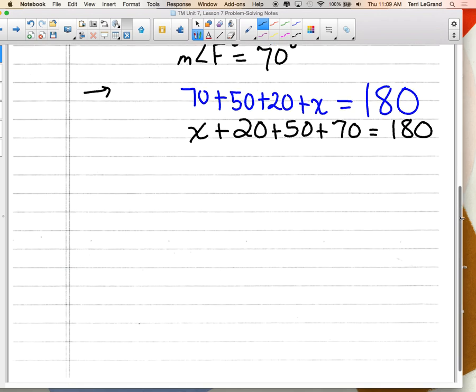It should just be a positive. Well, can x be added to 20 or to 50 or to 70? Are they like terms? When can x be added to 20 or 50 or 70? When we change it to a number, when we know what it is. But do we know what x is right now? Are x and 20 or x and 50 or x and 70 like terms? No.